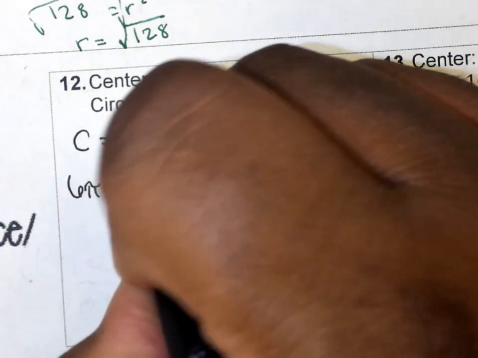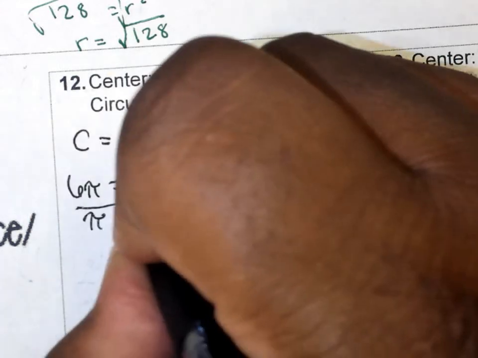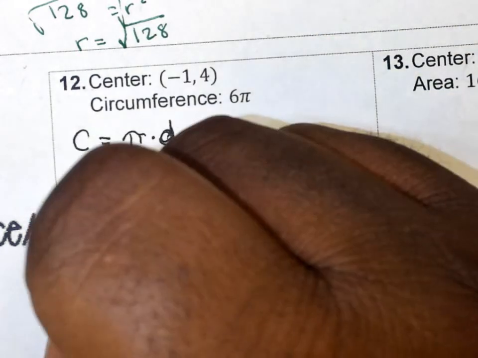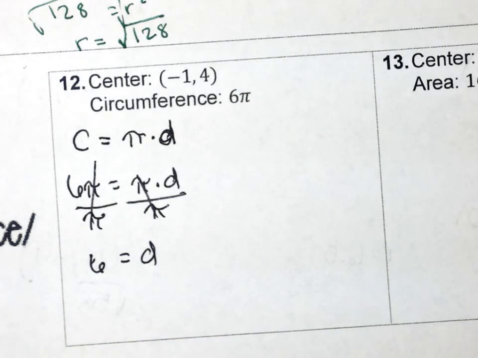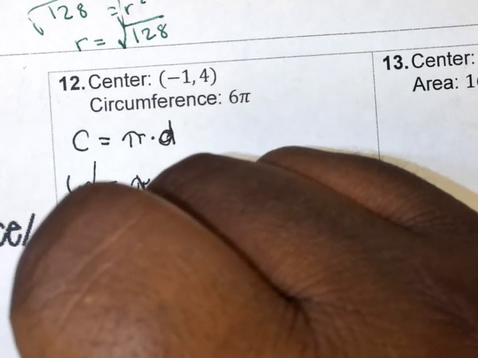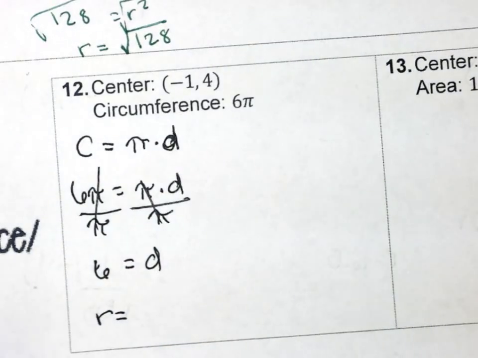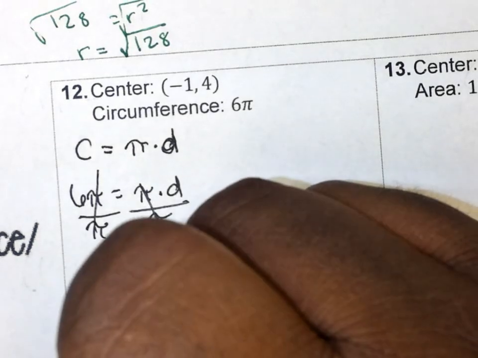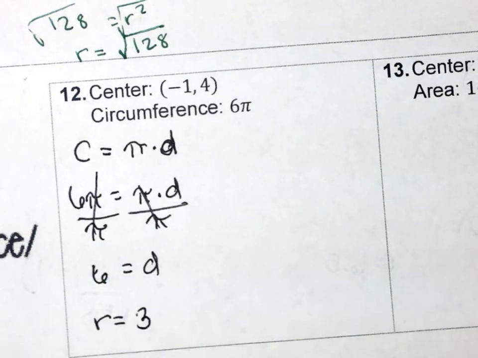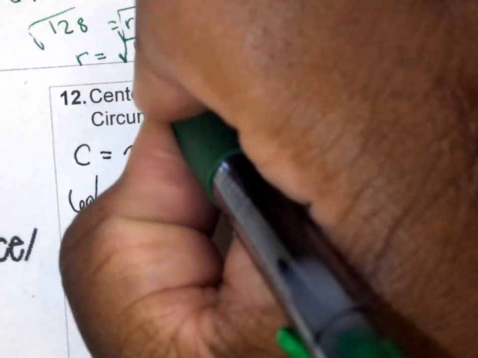Divide by pi on both sides. It's going to cancel itself out. Cancels here and cancels here. Bring it down to 6 equals D. So if my diameter is 6, what's my radius? Quick math, hurry up. Thank you. Radius is 3. Then after that, you're ready to write the equation.